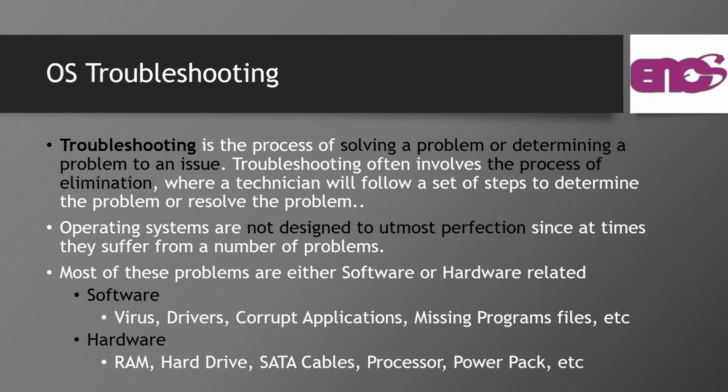Also in networking, we have network troubleshooting because issues might come. Maybe a port isn't working, maybe you're not browsing. All of those issues may come, and the way to resolve them is through troubleshooting. Troubleshooting often involves a process of elimination where a technician will follow a set of procedures to determine or solve the problem. So first of all, when you have an issue, what I do most times for operating systems or for systems, is ask myself: is this issue a software issue or a hardware issue?